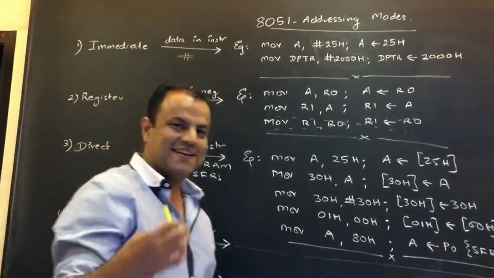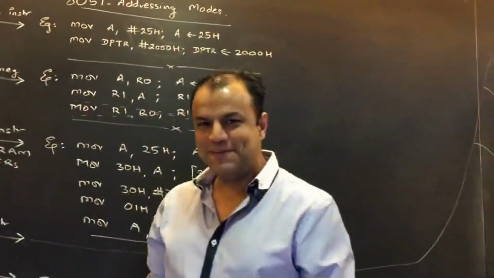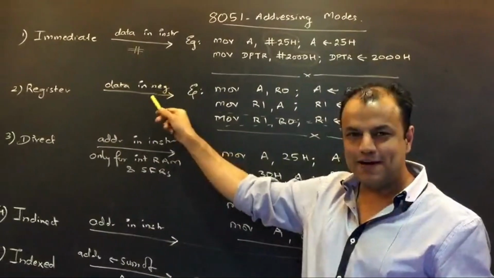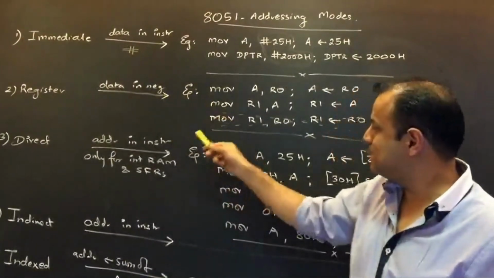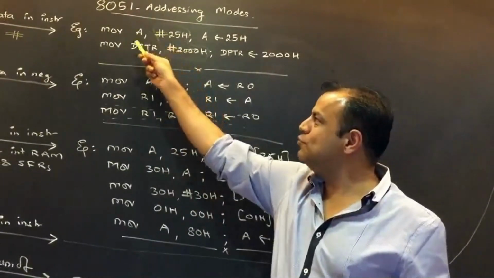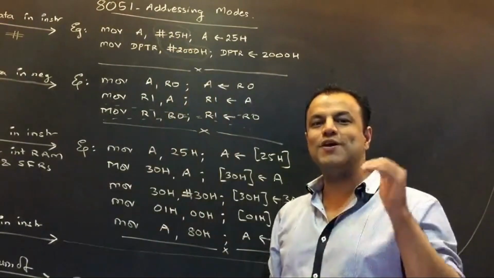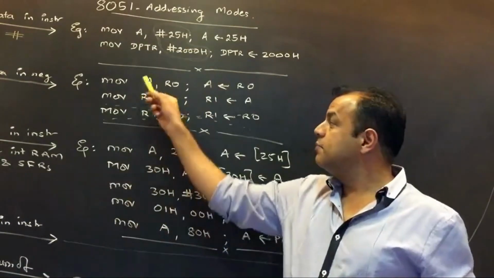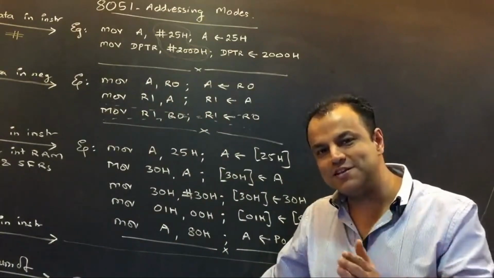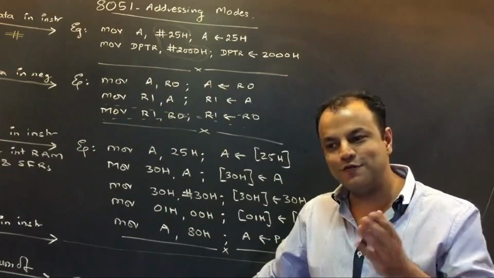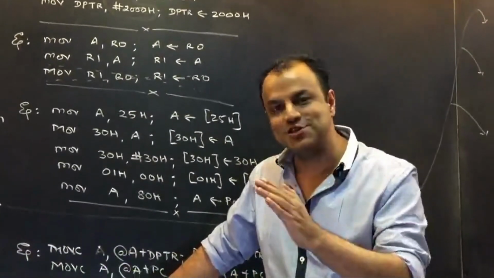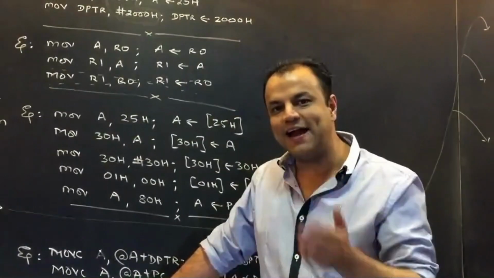Now, to the next one, register addressing. Register addressing means instead of giving the data in the instruction, we will give that same data but using a register. Example, MOV A, R0. Look at that. When you write MOV A, #25, you're saying A should get the value 25. MOV A, R0 means A will get the contents of the register R0. Instead of giving the data in the instruction, you are saying the data will come from a register. Hence the name register addressing mode.